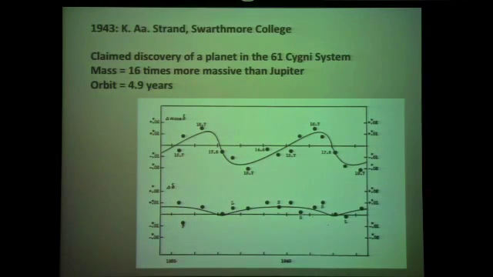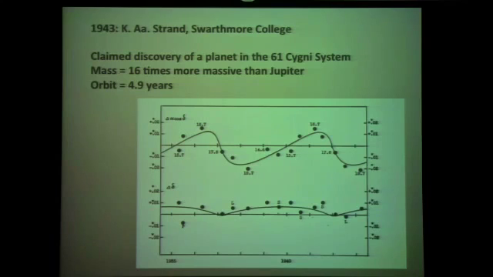The first person who thought he succeeded was an astronomer named Strand working at Swarthmore College. And in 1943, he claimed that he had discovered a planet in the 61 Cygni system. Why 61 Cygni? It's a close star. We know it's a close star because Bessel measured the parallax. If you're going to discover a planet, the best candidate stars would be the closest stars. And he knew 61 Cygni was close. So he studied 61 Cygni. And 61 Cygni is in this orbit. So what was he doing? He's watching the orbit of 61 Cygni, and he's trying to see the star wobble.